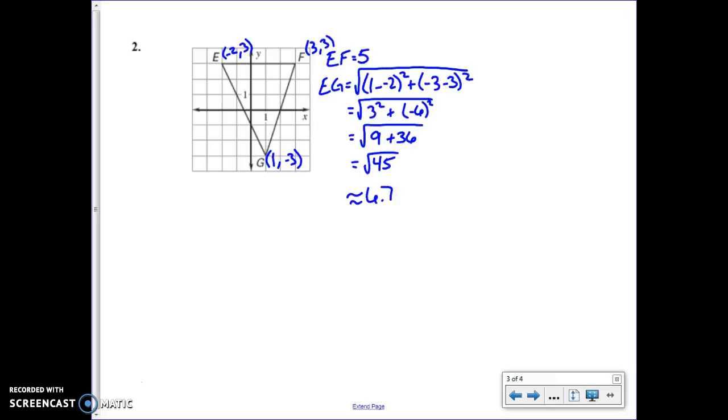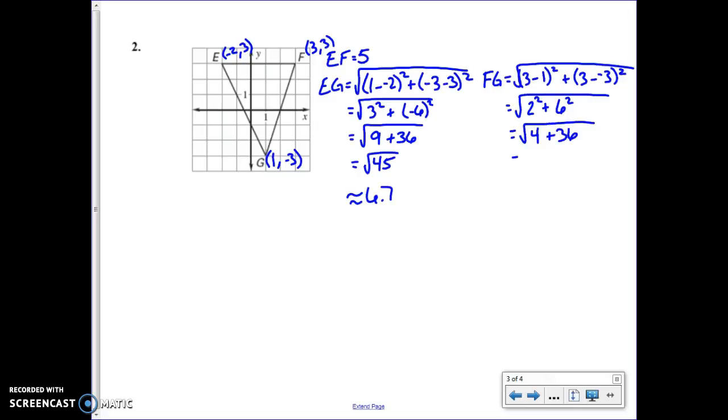So then I need to find the length of FG. I'm going to subtract the x values, so I get 3 minus 1, and we need to square that. And then the y values are 3 minus a negative 3, and square that. So I get 2 squared plus 6 squared, so I have 4 plus 36, which is the square root of 40, which is approximately 6.3.